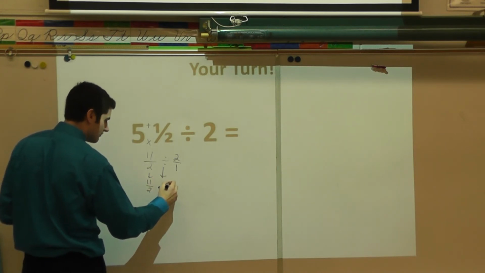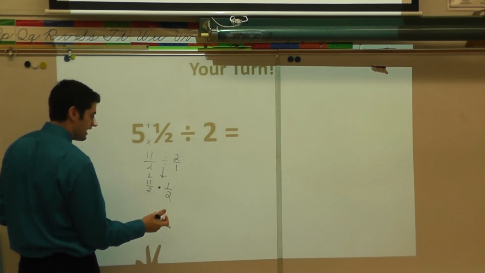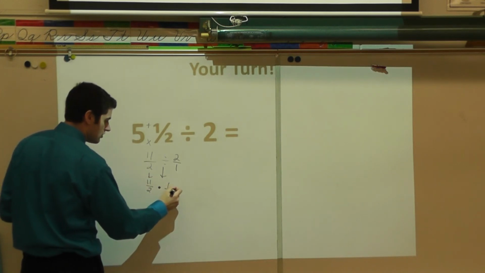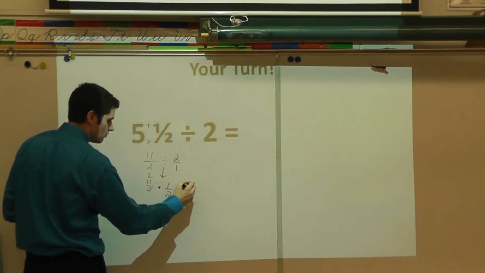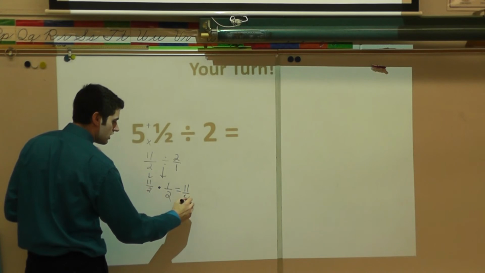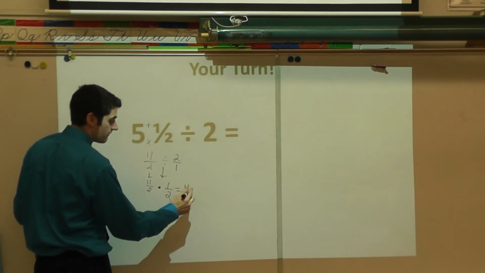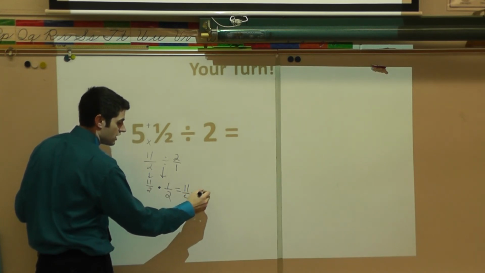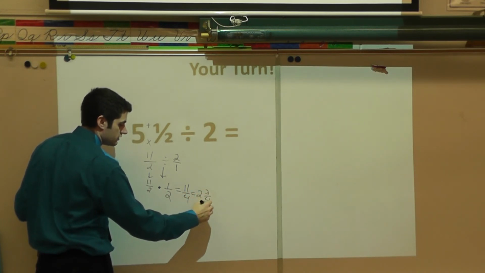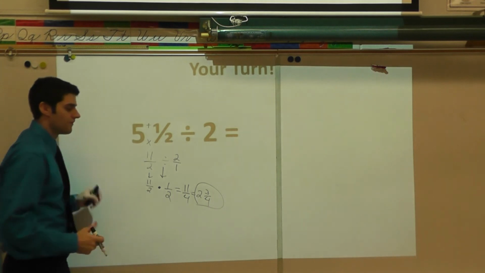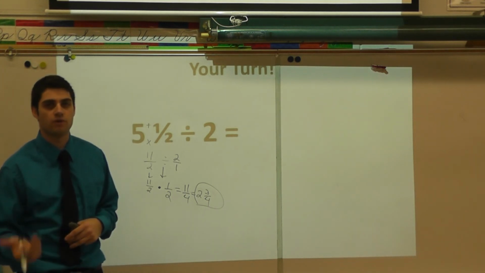Flip and recip. 1/2. Now, I cannot cross cancel, so I multiply across. 11 times 1 is 11. 2 times 2 is 4. This is an improper fraction, so I must turn this problem around. 4 goes into 11 2 times, with 3 left over, and 4 remains the same. My final answer should be 2 3/4.